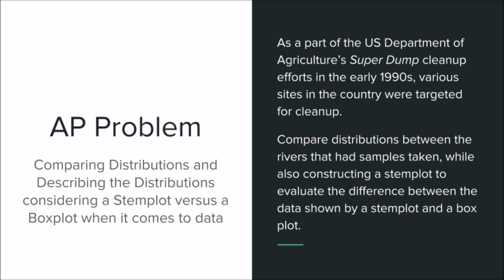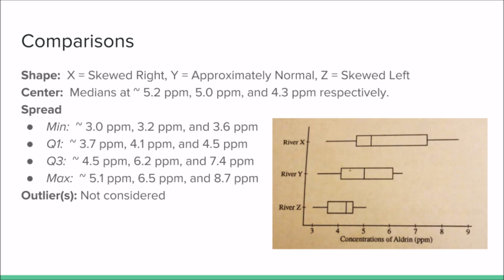For the AP problem, we were presented with the U.S. Department of Agriculture's super dump cleanup efforts in 3 different rivers from the early 1990s. To analyze this problem, we had to first compare distributions between the rivers that had samples taken, and then also construct a stem plot of River Z's data to evaluate the difference between the information shown by a stem plot and a box plot. The box plots of the 3 rivers that had samples taken from them by the Department of Agriculture, as shown, were skewed to the right, approximately normal, and skewed to the left from X to Z.